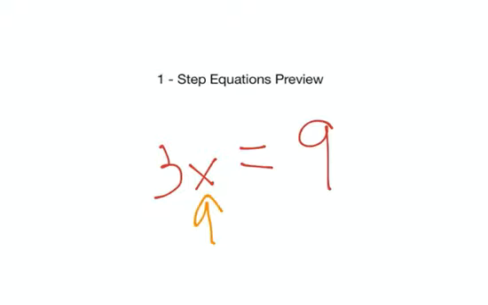Now, just by looking at this, you can probably tell that 3 times, well, we don't know, equals 9. Well, that 3 times 3 equals 9. But it's going to get a little more complicated when we involve negatives, fractions, and maybe decimals.